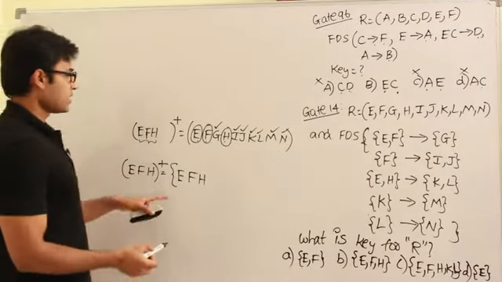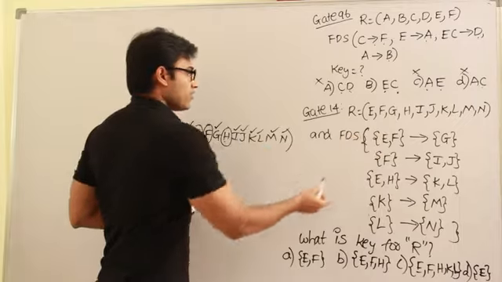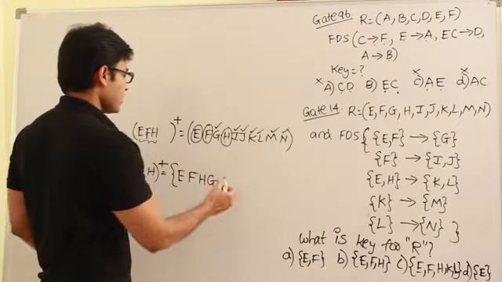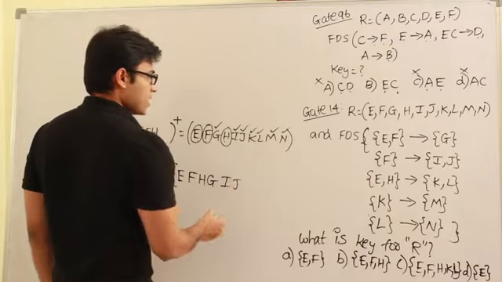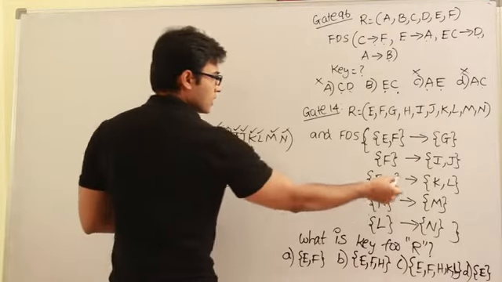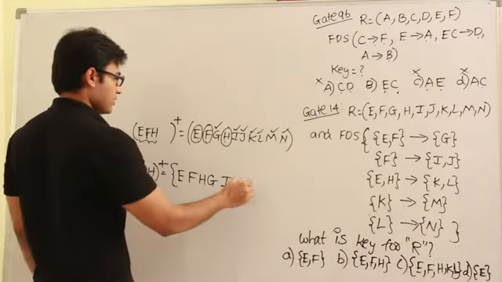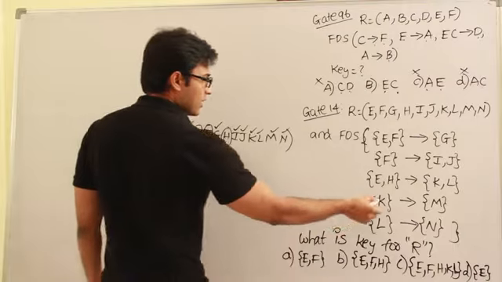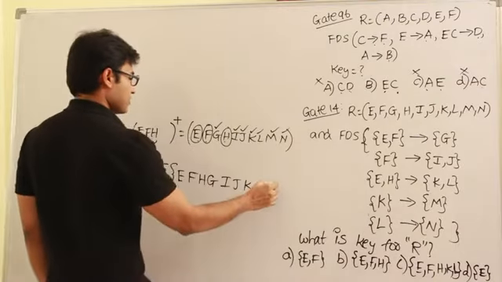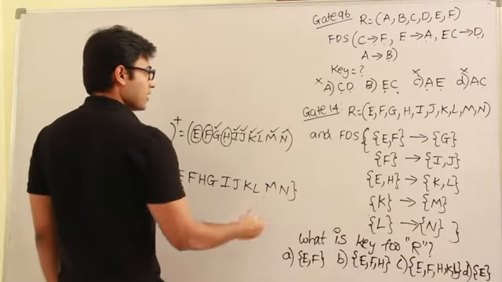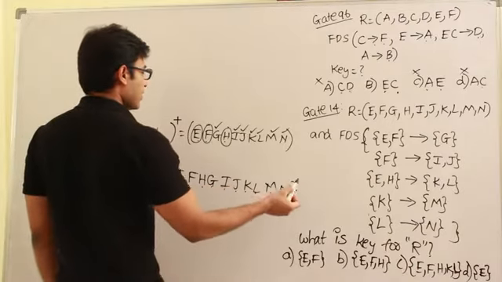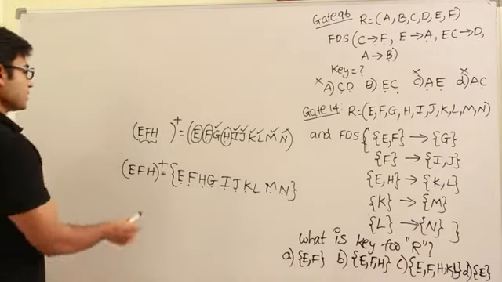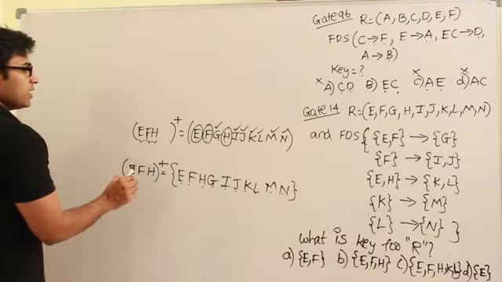Therefore, what are the remaining things that I can get? By getting E and F, I can get G, isn't it? And by getting F, I can get I and J, right? And by getting E and H, I can get K and L, right? And by getting K and L, I can get M and N, isn't it? Therefore, I think I got everything: E, F, G, H, I, J, K, L, M, N. I got everything. So this E, F, H is a key, right?